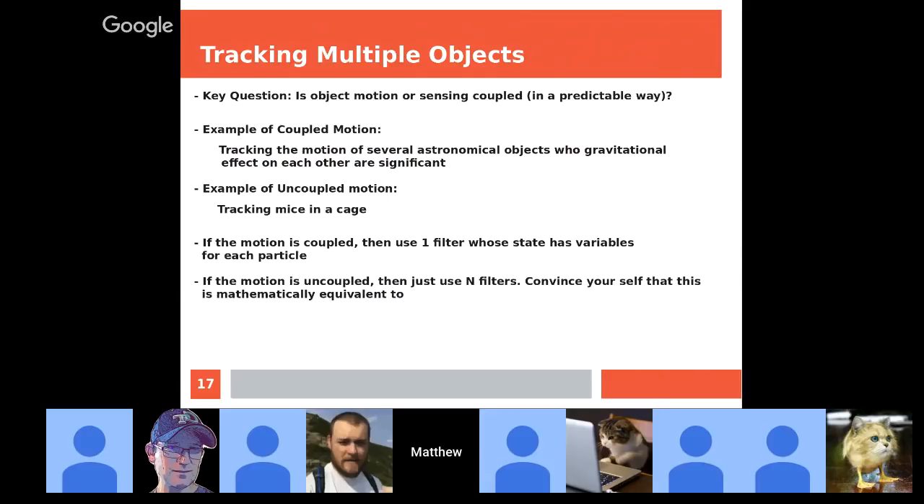In uncoupled motion, if you have a bunch of mice running around randomly in a cage, that's uncoupled motion. It's also uncoupled motion if you aren't able to have a predictable model that says how these objects should move together. So I have two different recommendations depending on if the motion is coupled or uncoupled. If the motion is coupled, then you need to use one particle filter whose state variables include the state variables for each. There's a typo in this and it's bad enough I'm going to fix it immediately. That shouldn't read particle. That should read object.